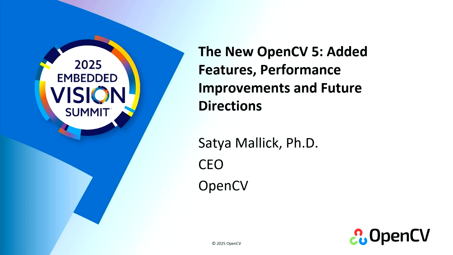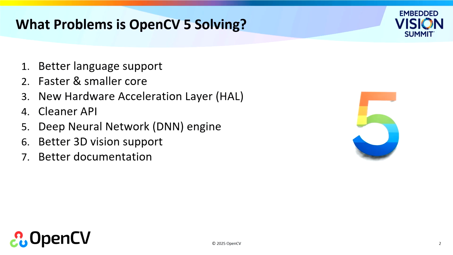So this is the outline of this short talk. In OpenCV 5, we will have better language support. We will have faster and smaller code that I'm going to talk about. We'll talk about what is in the new hardware acceleration layer and what it means.